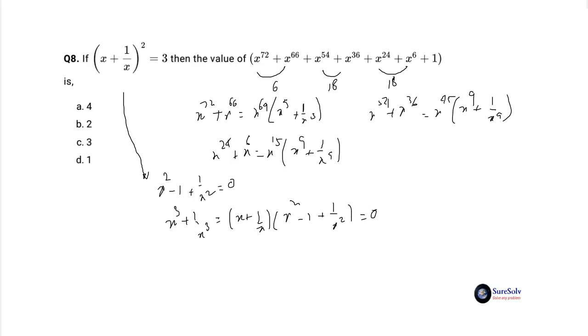And so, x to the power 9 plus 1 by x to the power 9 also is 0, as it has the first factor as x cube plus 1 by x cube, which is 0. The first 6 terms then add to 0, leaving 1 as the final result. Answer option D, 1. Let's solve the next problem.